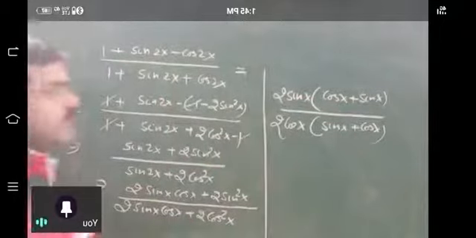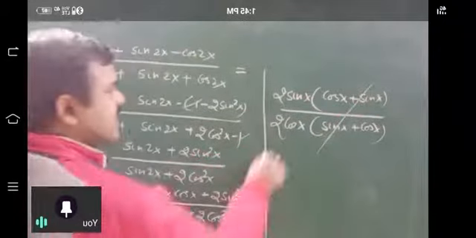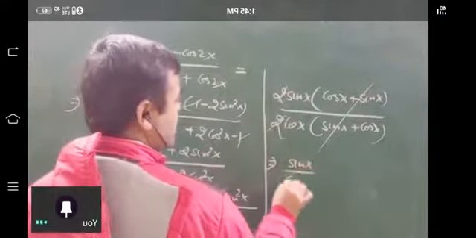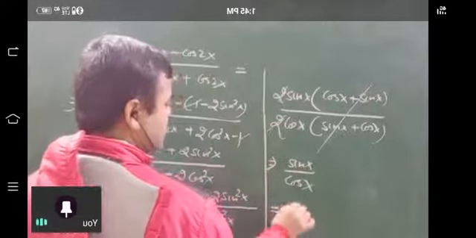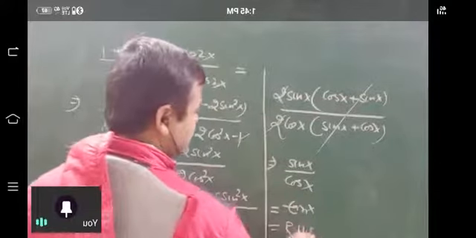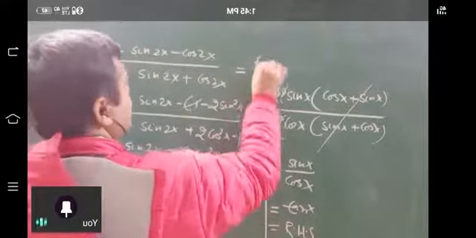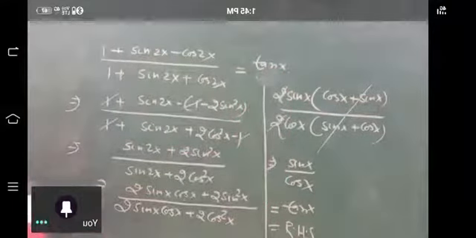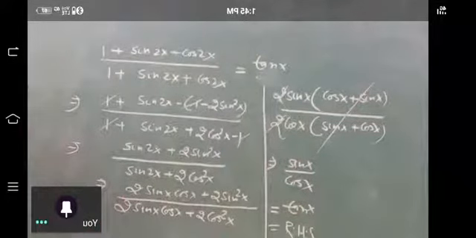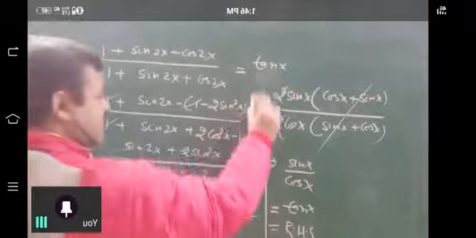Now easily these two terms cancel out and 2 and 2 cancel out. So it is only sin x upon cos x, and you know sin x upon cos x is tan x, which was to be proved. So it was to prove tan x. You may note down. Is it clear, everyone? Is it clear?